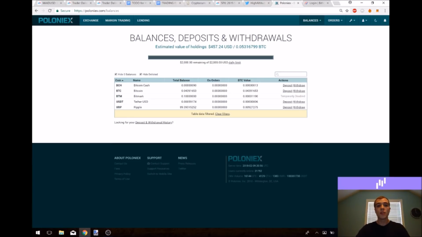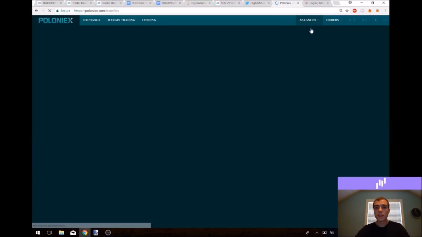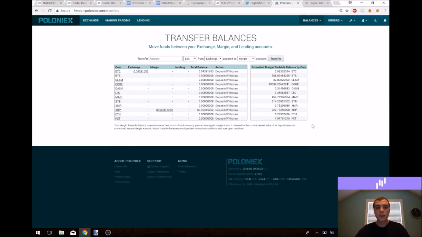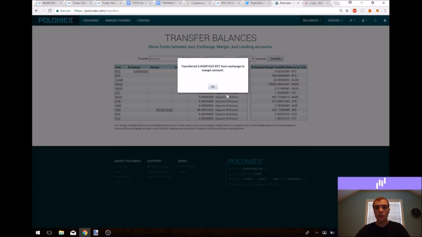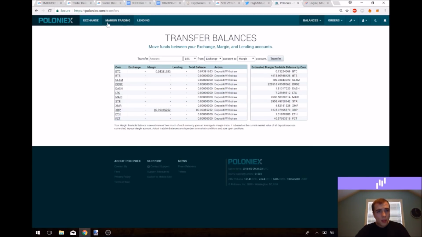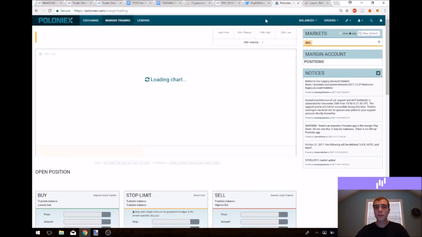So let's get into this now that I've gone over those basics, told you what it is, and got a little bit of money in this account so that we can play with it. All right, so I'm going to click under balances, transfer balances up in the top right on Poloniex, and then I'm going to move over this 0.043 Bitcoin from my exchange account into my margin account. Just playing with a little bit here today that we are going to use on a long position.